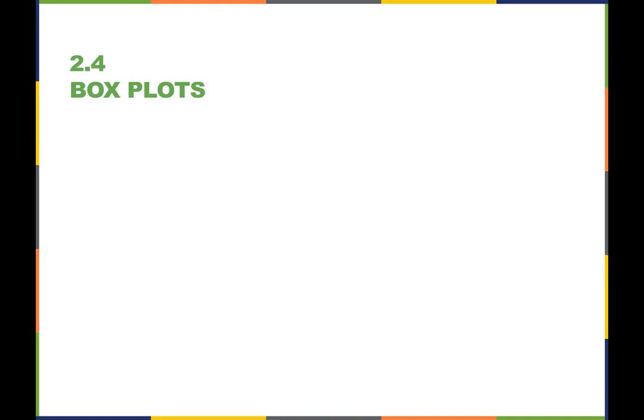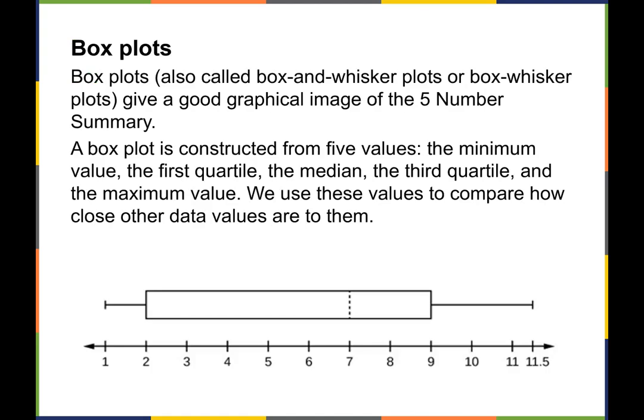All right. So a graph that we use for the 5-number summary and for showing us our quartiles and median is called a box plot. A box plot, sometimes people call them a box and whisker plot. It gives us a good graphical image of the 5-number summary.